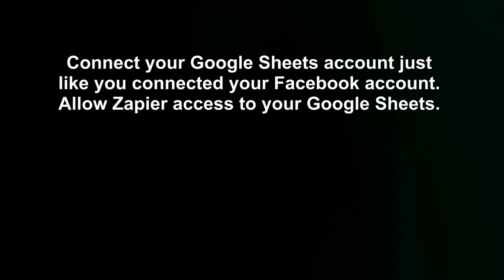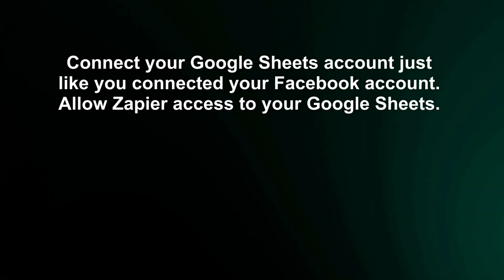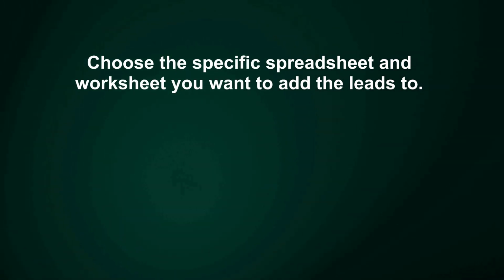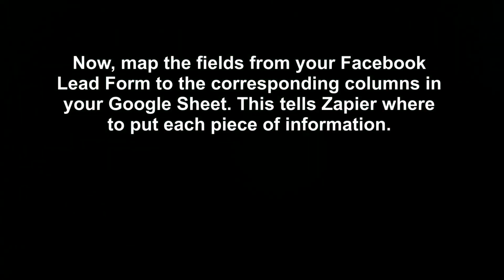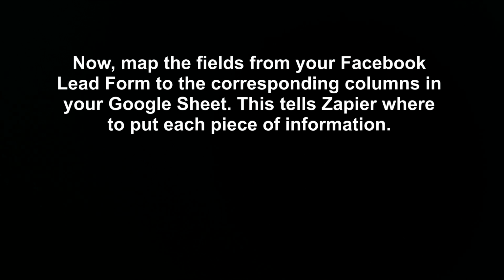Connect your Google Sheets account just like you connected your Facebook account. Allow Zapier access to your Google Sheets. Choose the specific spreadsheet and worksheet you want to add the leads to. Now, map the fields from your Facebook lead form to the corresponding columns in your Google Sheet. This tells Zapier where to put each piece of information.